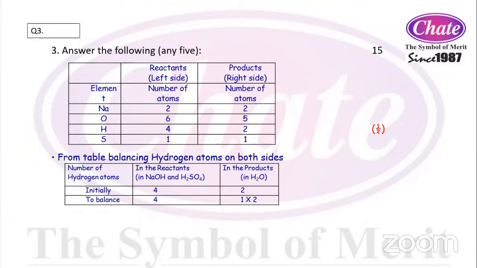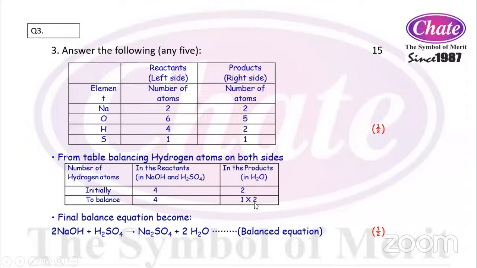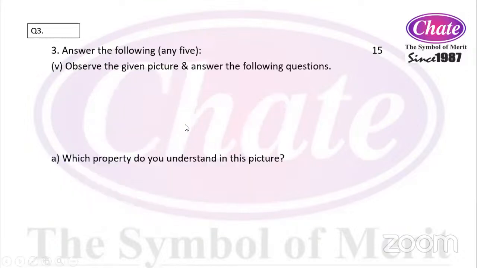Now, after balancing, that means after multiplying the H2O molecule by 2, we get the equation like this: 2 times NaOH plus H2SO4 gives us Na2SO4 plus 2H2O. This is the balanced equation we are going to get, and you are supposed to highlight this equation so that you get full marks for that answer. Okay, so in this way we can see.